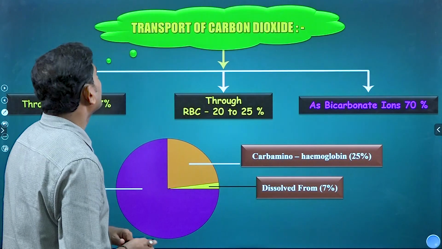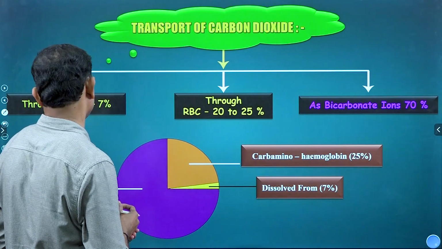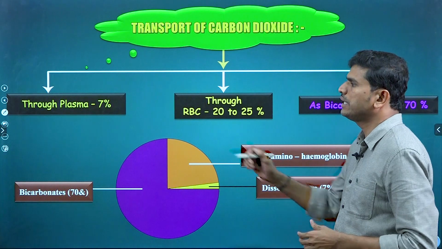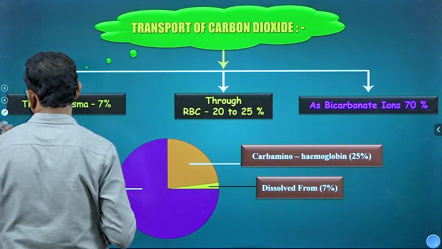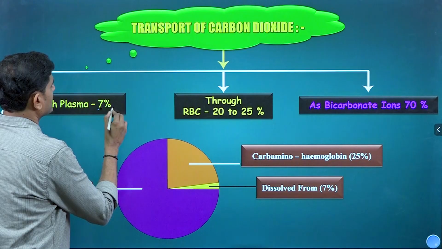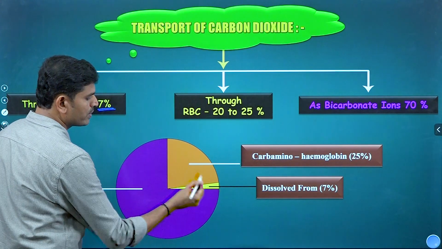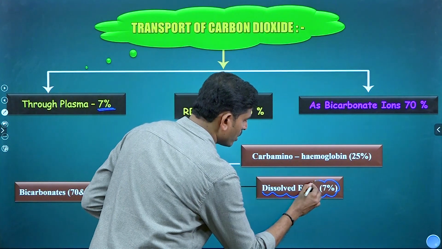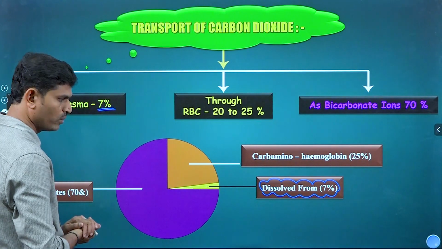Okay. Next, transportation of carbon dioxide, that is CO2 transportation. As we mentioned earlier, it is through plasma. Through plasma, how much is it? 7% only. Yes, 7%; here we mentioned it with the same color. That is the dissolved form. In dissolved form, 7% through plasma.